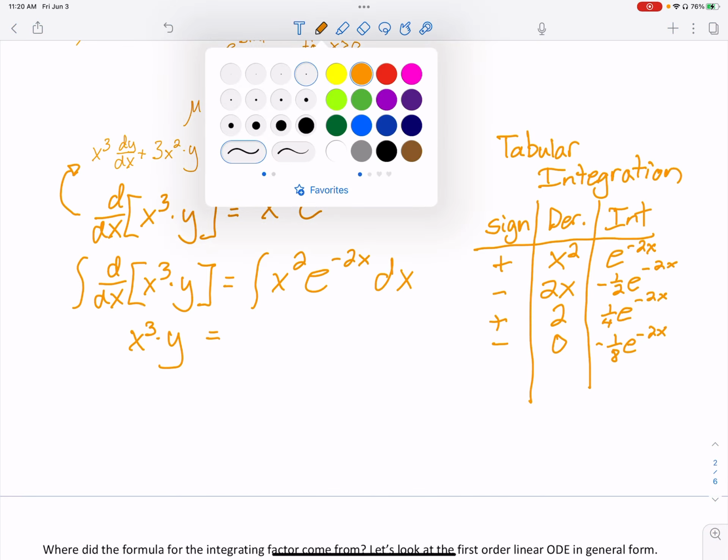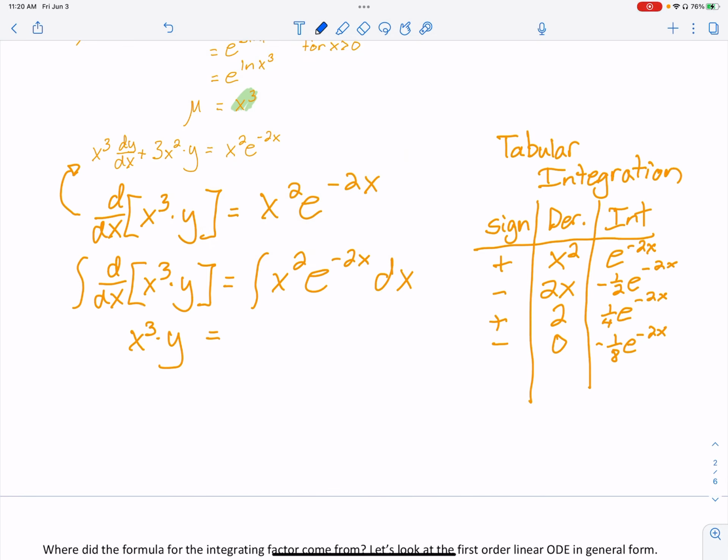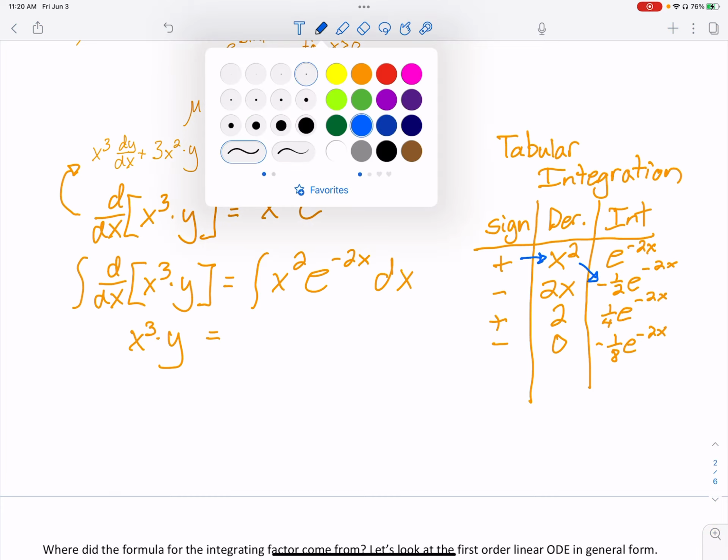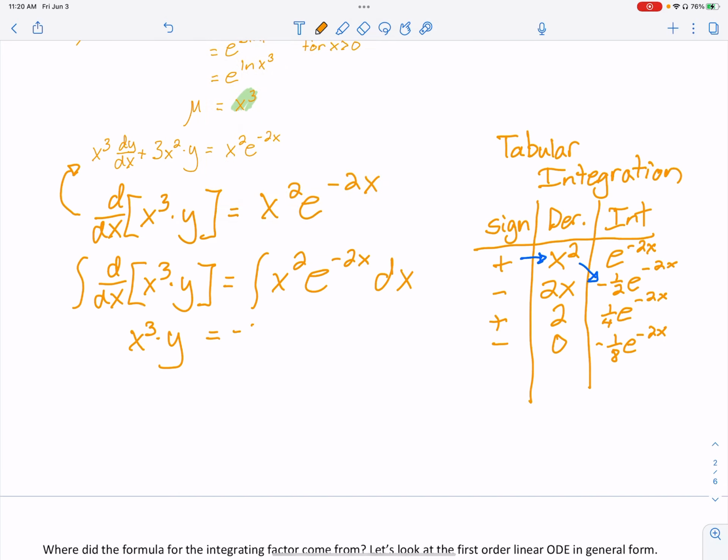Now, the tabular integration: if you're not comfortable with this and you want to use integration by parts, kudos. I've actually just recently been sold on tabular. So how we figure that out is we take the sign and then we multiply here. I'm going to write that down. All right, so I got negative x squared over 2 e to the negative 2x.